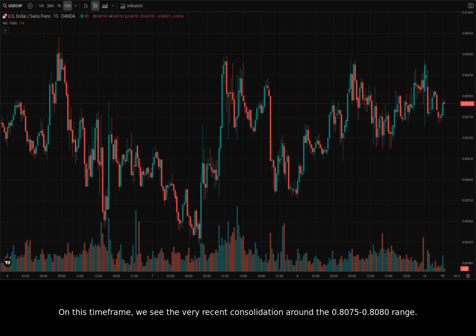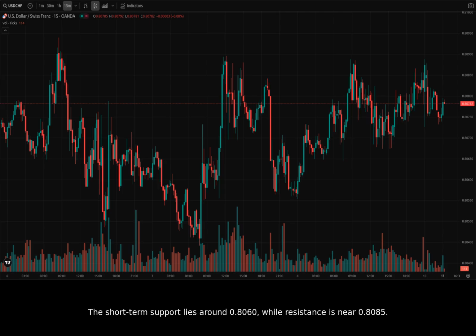On this time frame, we see the very recent consolidation around the 0.8075 to 0.8080 range. Volume analysis here is crucial. Declining volume during this tight range could suggest a build-up for a breakout. Intraday traders should look for clear breaks above or below this tight consolidation range.